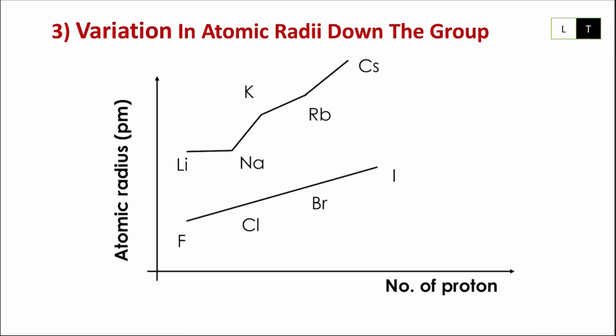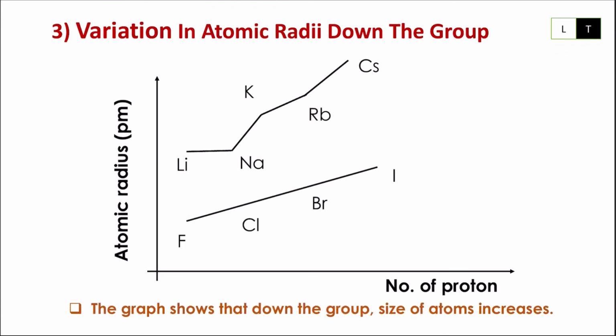So you can see that from this variation, based on the graph, it shows that down the group, the size of atom increases. I hope by this moment, you know how to differentiate the 3 variations for atomic radius: across the period, going down the group, and a special case across the first row of transition elements. I hope you know how to use which layout.